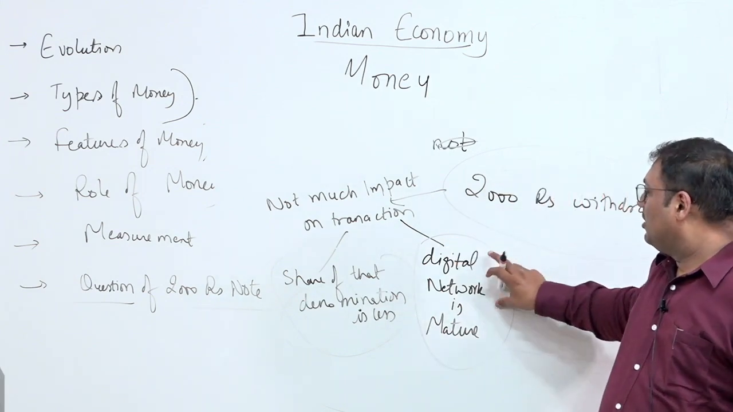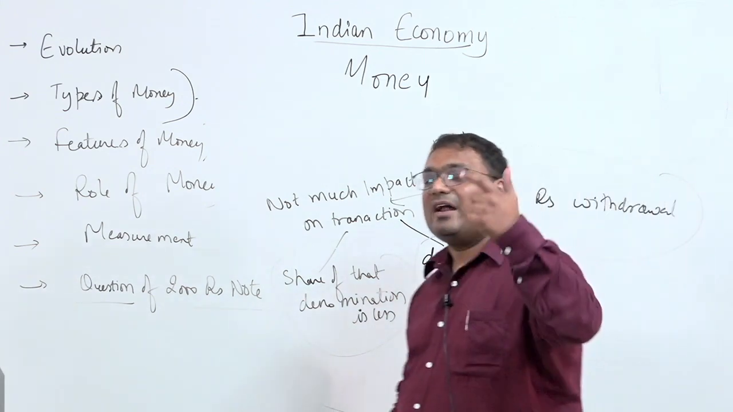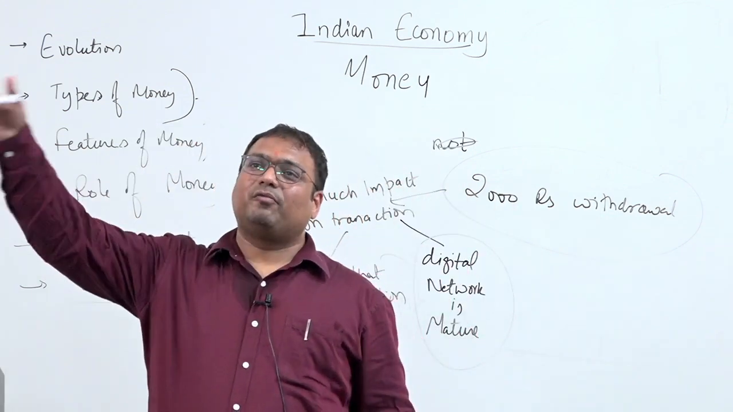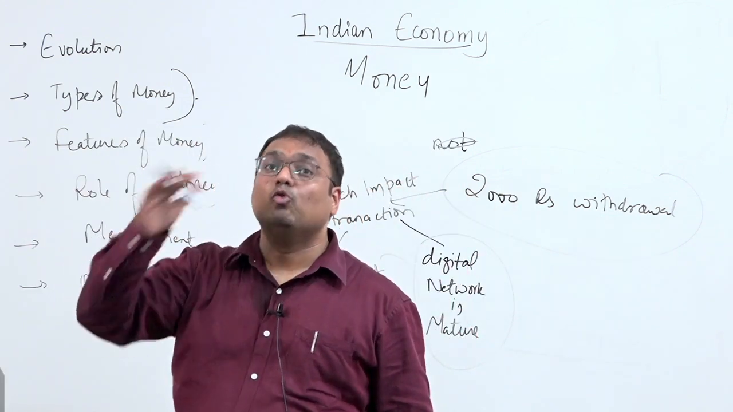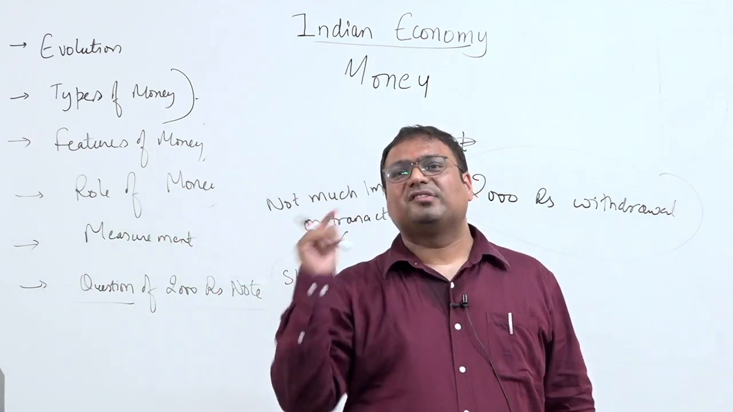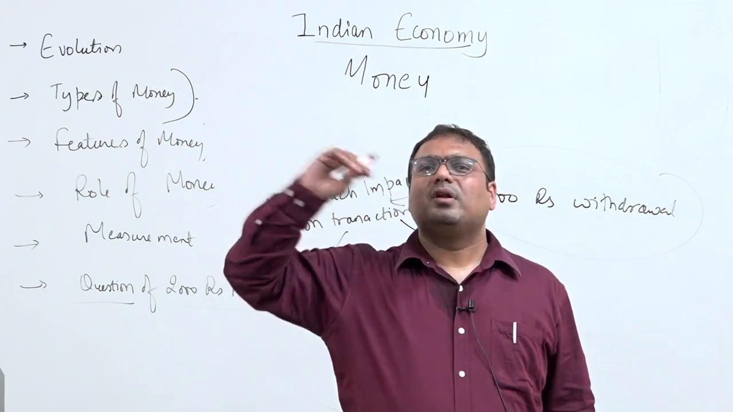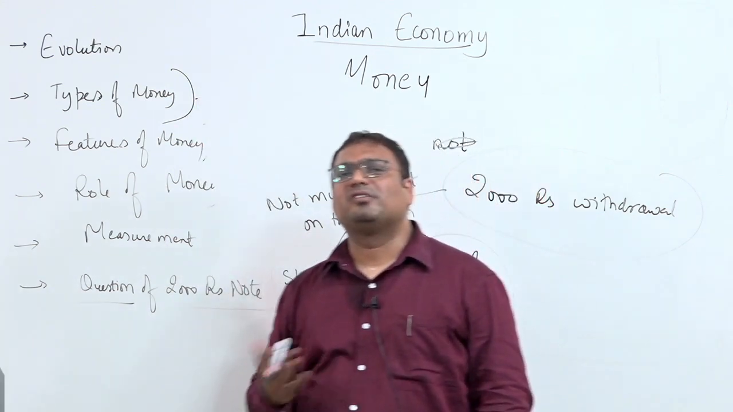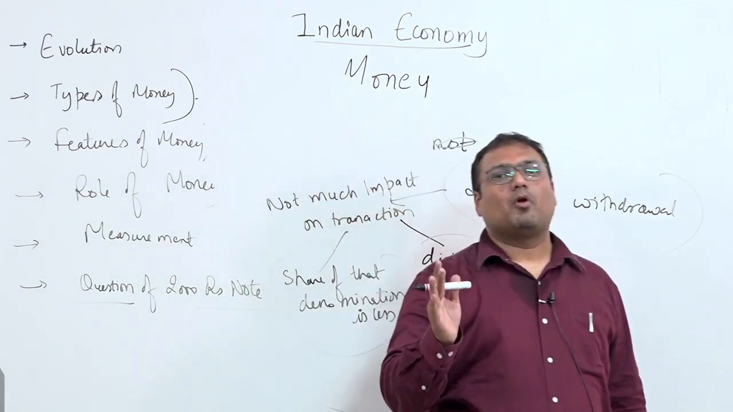This time, the digital network is mature. If we had done that type of demonetization today, it would have affected, but not too much. It would not have affected transactions much because we could deposit that money in the bank and with UPI, all of us can get or receive money. That will not be a problem.